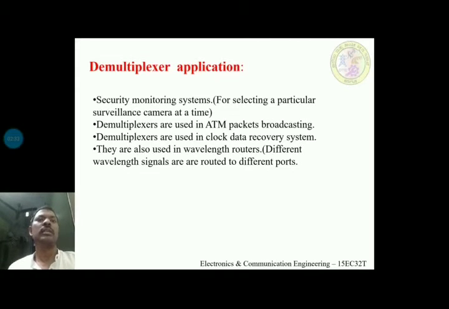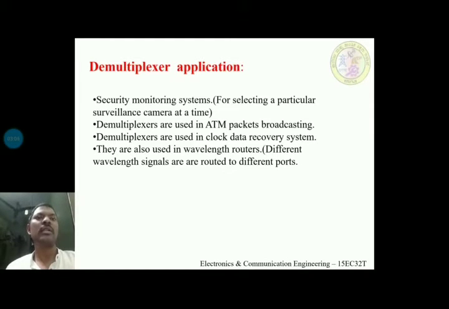The next one is that demultiplexers are used in security monitoring systems. Demultiplexers are also used in ATM packet broadcasting. If you want to broadcast some messages to customers, at that time the demultiplexer is used.